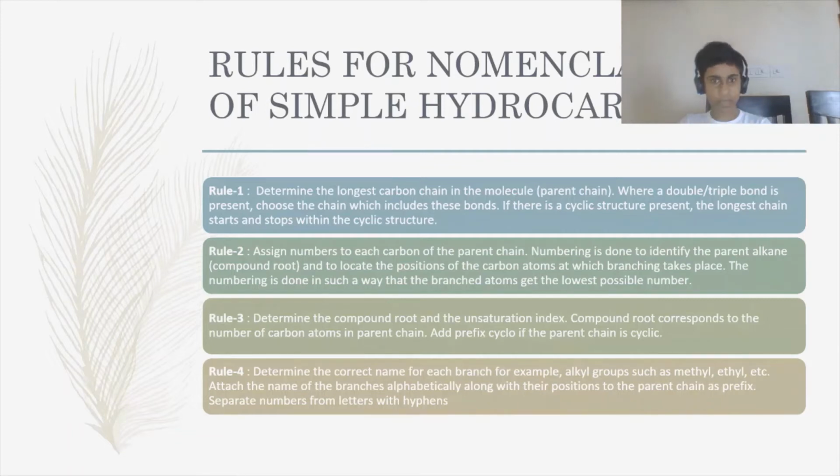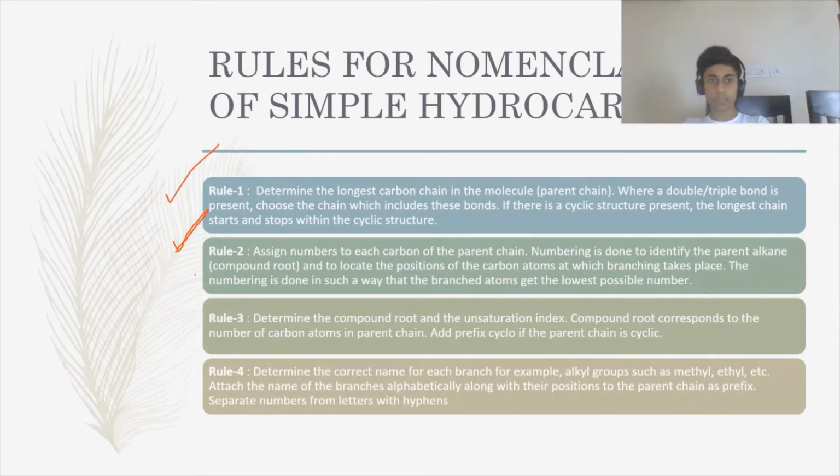Now we have to assign numbers to each carbon of the parent chain. Numbering is done to identify the parent alkane and to locate the position of the carbon atoms at which branching takes place. Parent alkane could be alkene or alkyne also. This is just because generally we usually have alkanes. Alkenes and alkynes are not as common as alkanes. So the numbering is done in such a way that the branched atoms get the lowest possible number. Rule 1 is also known as the longest chain rule, and rule 2, as we sometimes call it, is the lowest locant rule.